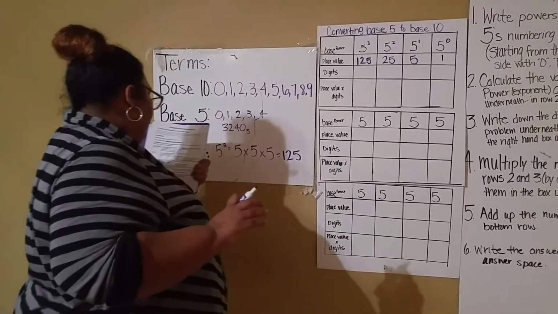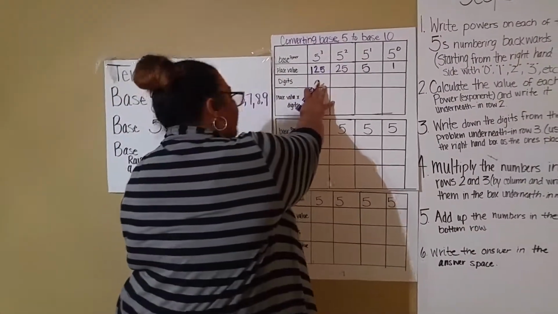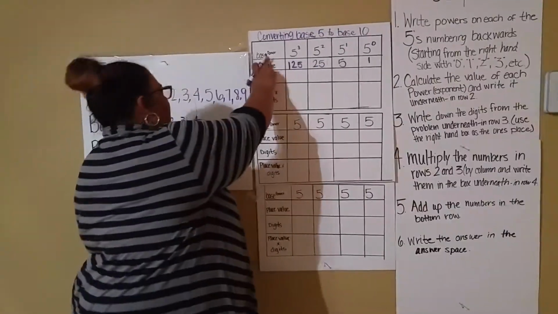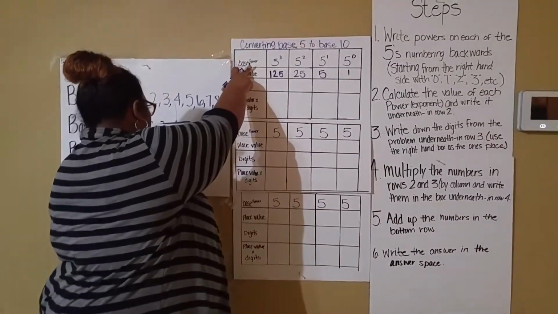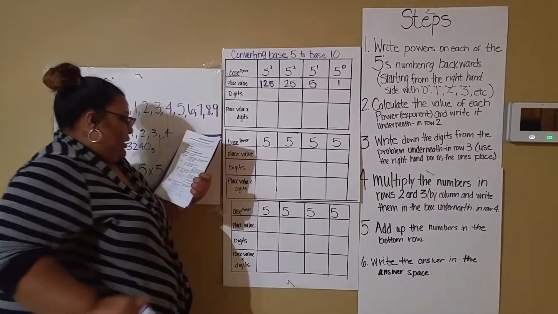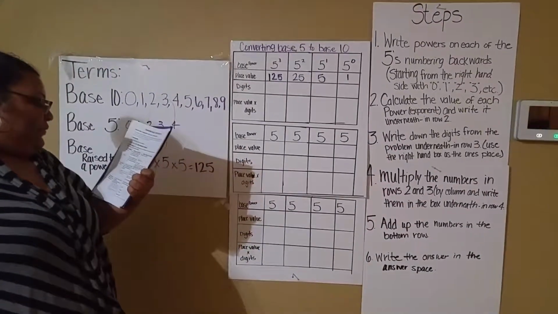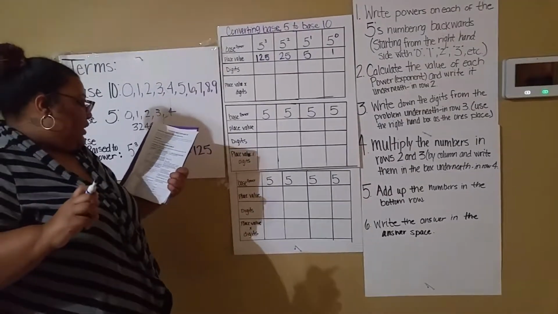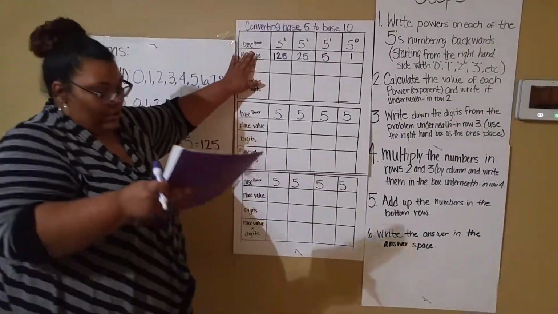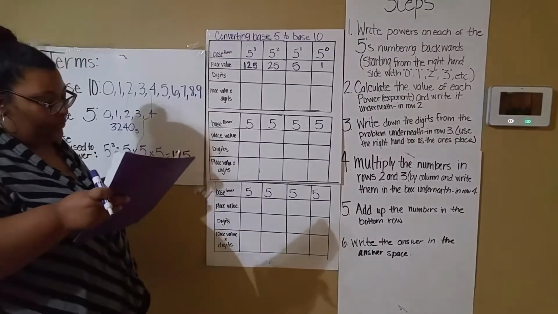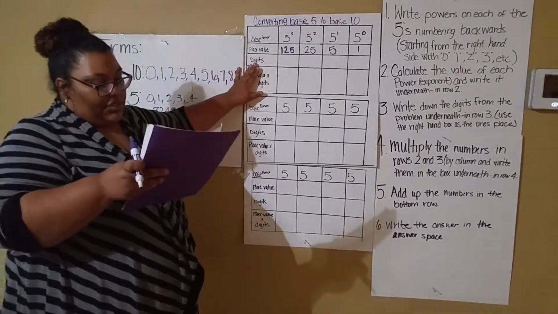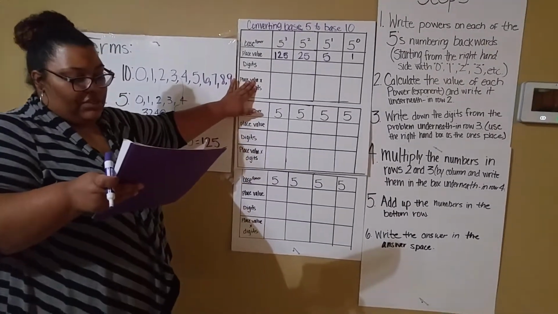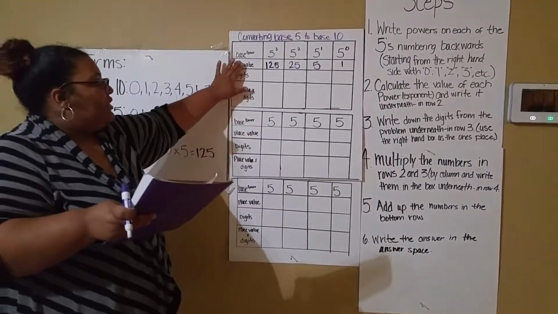We will be using this table to do our calculations. Our first row is the base raised to a power. In this case, base 5 is what we'll be using. The second row is a place value for each column. Third row are the digits from the problems you are solving. And our fourth row are the calculations of the place values times each digit.